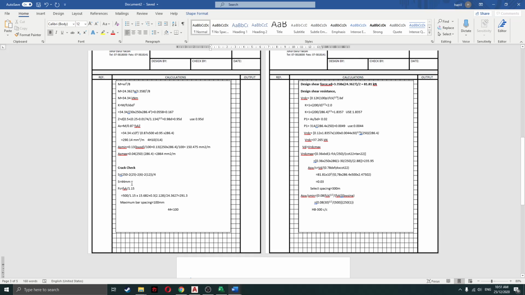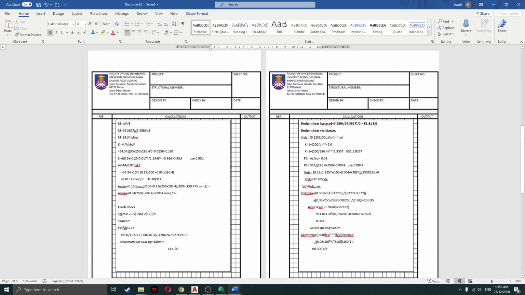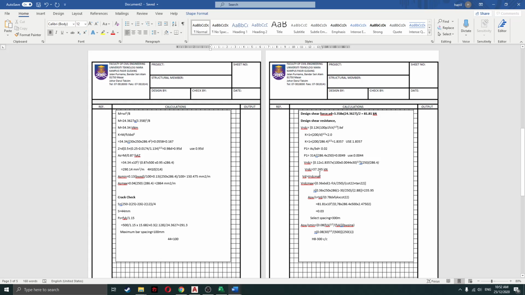I get 44 millimeter for S, and then AFS I get 500. So I get this, and then from the table I get 100 millimeter. And then design shear force, WL over 2, I get 1.81 kilonewton. Then find VRDC, I get 37.265 kilonewton.